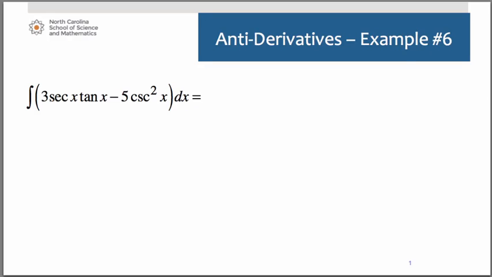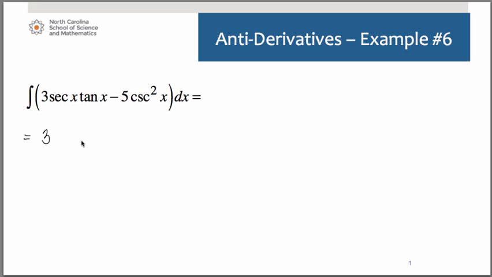Let's continue with our examples and look at some antiderivatives that are going to involve trig functions. Here we have the antiderivative of 3 secant x tangent x minus 5 cosecant squared x dx. There is no need to rewrite this integrand because we do have antiderivative rules both for secant x tangent x and for cosecant squared of x.